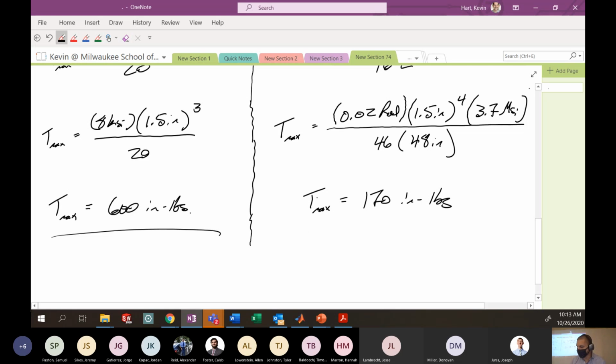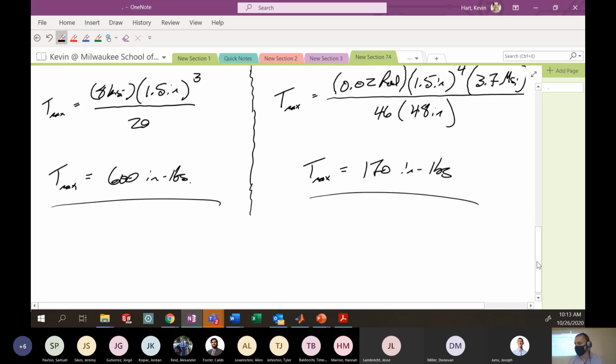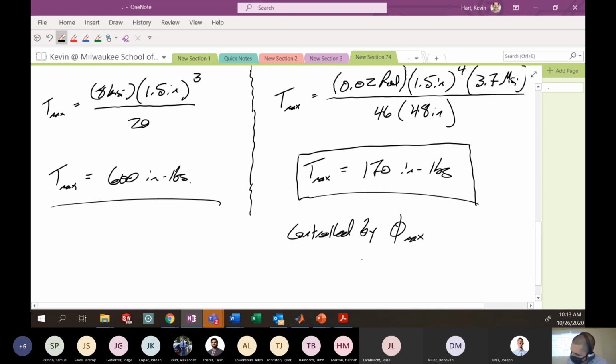And so since we care about reaching the angle of twist too, which is this 0.02 radians, we're going to take this as our answer because we're going to reach that failure criteria for the max angle of twist first. So here will be your answer, 170 inch-pounds, and we'll say controlled by your phi max criteria.